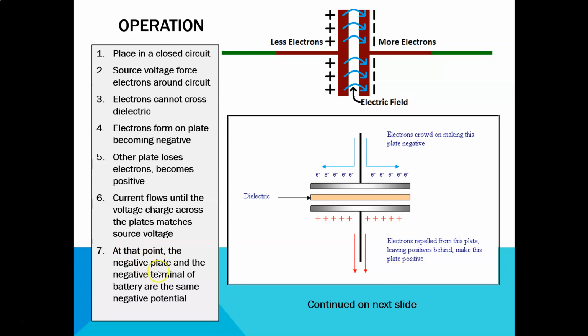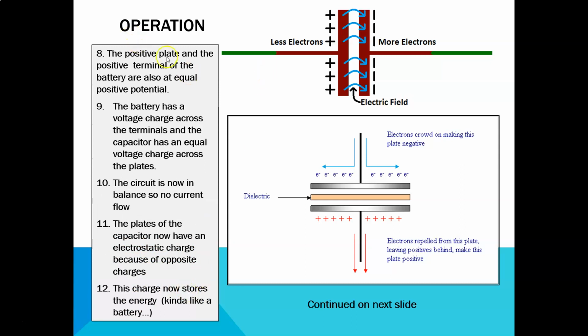At that point, the negative plate and the negative terminal of the battery are at the same negative potential. The positive plate and the positive terminal of the battery are also at equal positive potential. So we have a full battery voltage on one side and a full ground on the other side. The battery has a voltage charge across the terminals, and the capacitor has an equal voltage charge across the plates. So the battery has a charge, and now the capacitor has a charge. The circuit is now in balance, so there's no current flow. It's just sitting there, charged up.